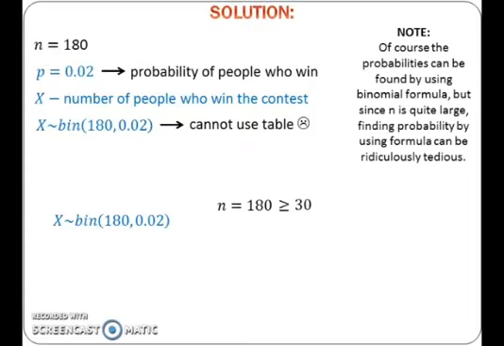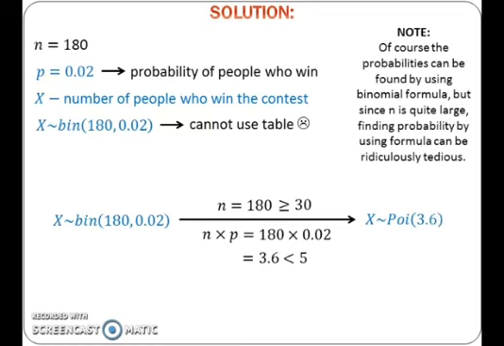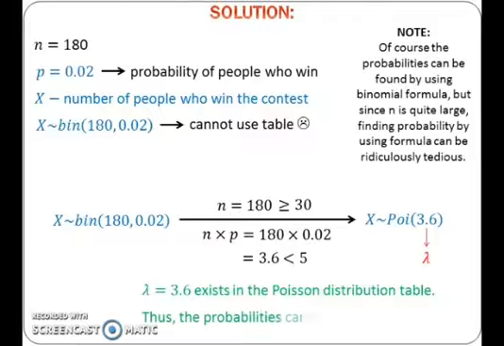Thus, it is necessary to check the multiplication of n and p. n times p is equal to 3.6. 3.6 is less than 5. Thus, this binomial distribution can be approximated to Poisson distribution with lambda equals 3.6. Lambda equals 3.6 exists in the Poisson distribution table. Thus, the probabilities can be found by using the table.